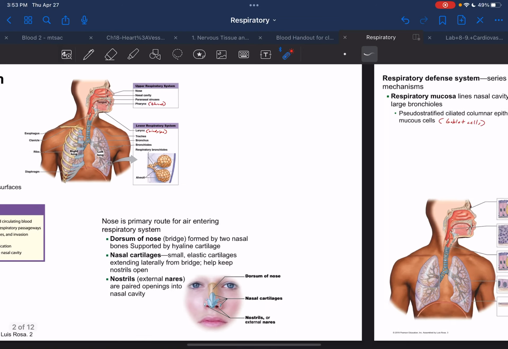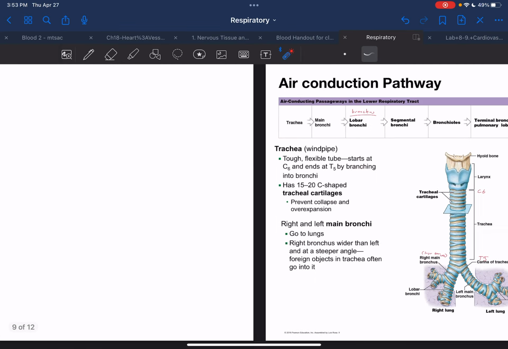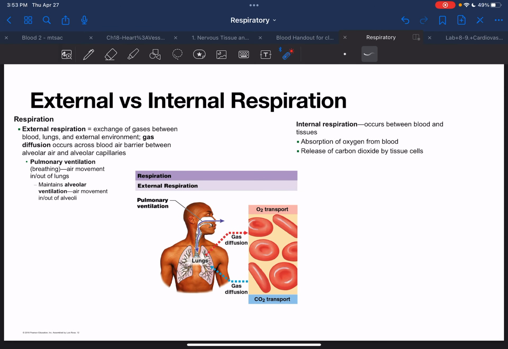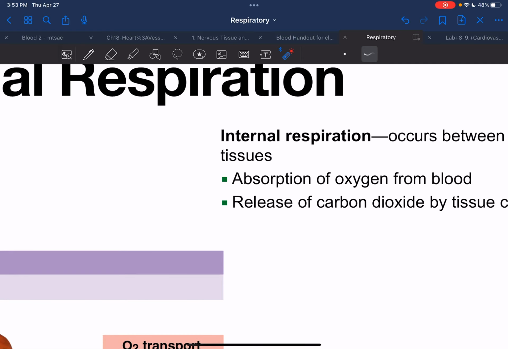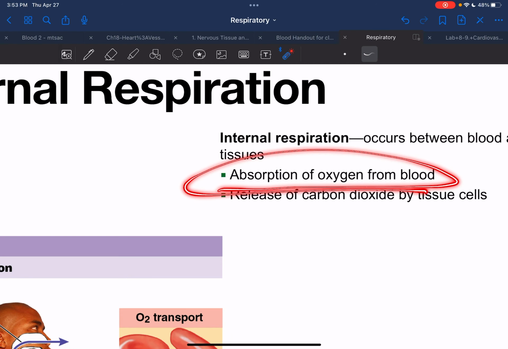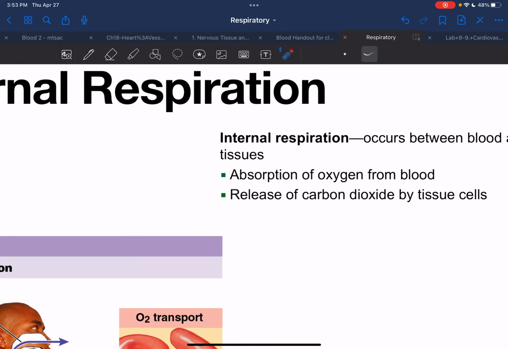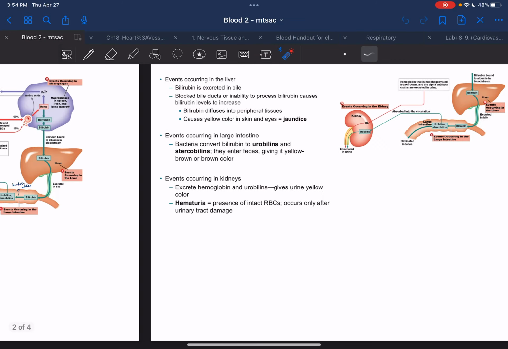Now, what is that versus internal? What cells in your body typically need oxygen? Almost every single cell in your body needs oxygen. So that's what internal respiration is. It's when we actually exchange the gases with the tissues. So let me bring up an image that might make that a little bit easier to understand without all my stammering.